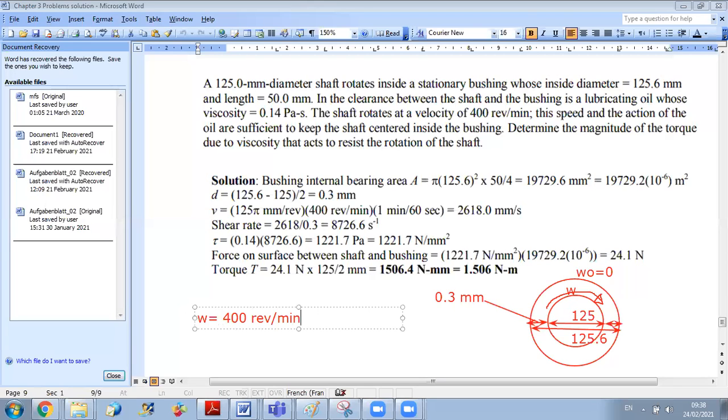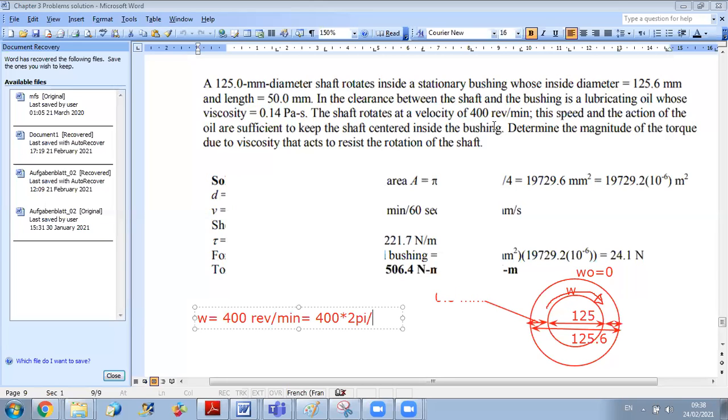Let us convert to the SI unit, which is radian per second. So this will correspond to 400 times. Each revolution is 360 degrees, which corresponds to 2 pi radian. So I multiply by 2 pi, and 1 minute is 60 seconds, so I divide by 60. When I do times 2 pi over 60, I get the speed, omega, in radians per second.